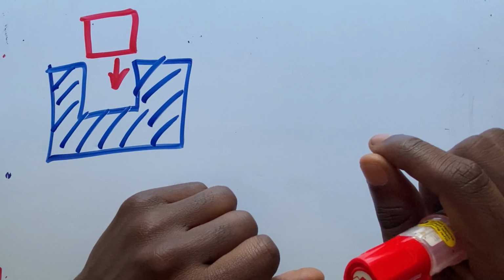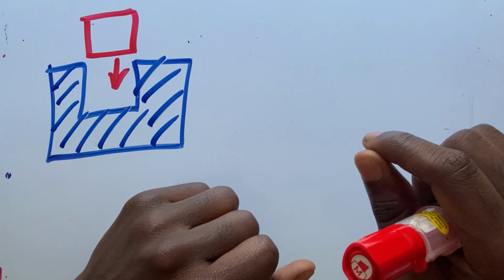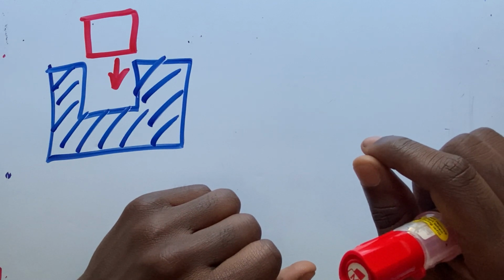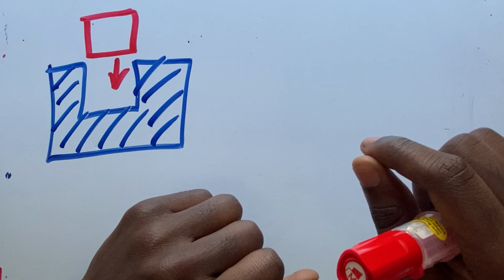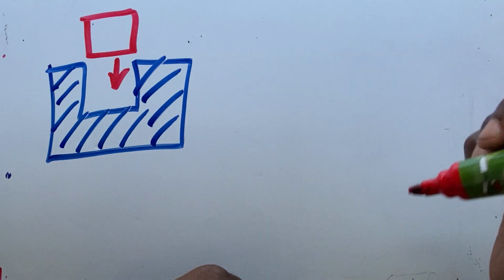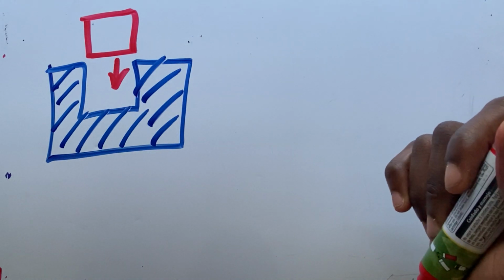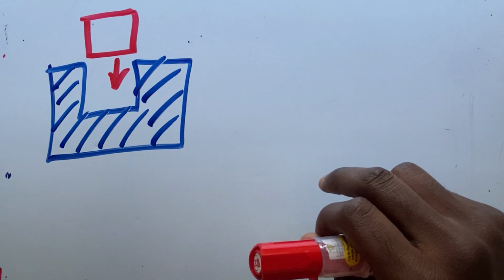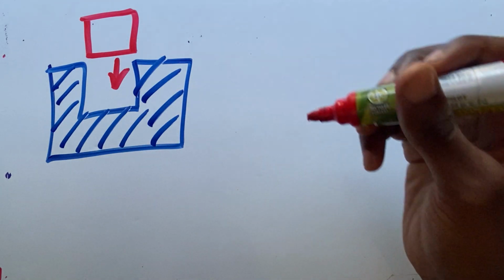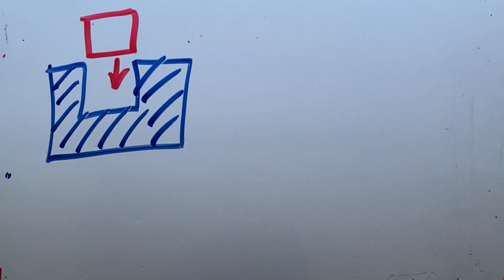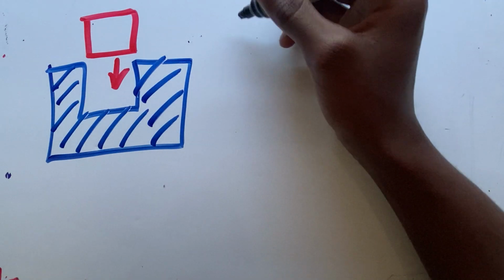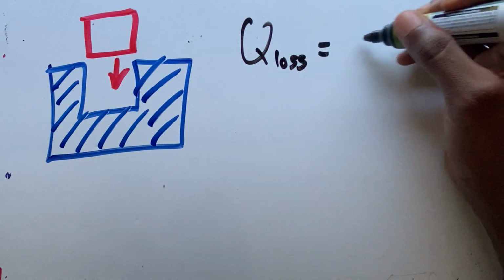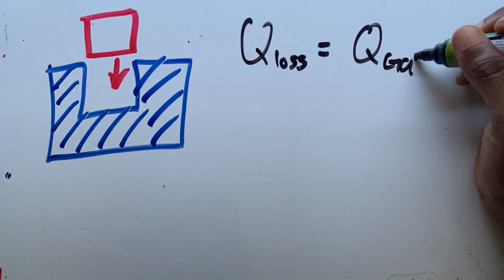So, if we first are to think about, I think it's one of the laws of thermodynamics that says energy cannot be created nor destroyed, right? So basically energy is conserved here, or we can say the heat is conserved, because heat, or Q, is a form of energy, right? So we can say the Q loss is equal to the Q gained.